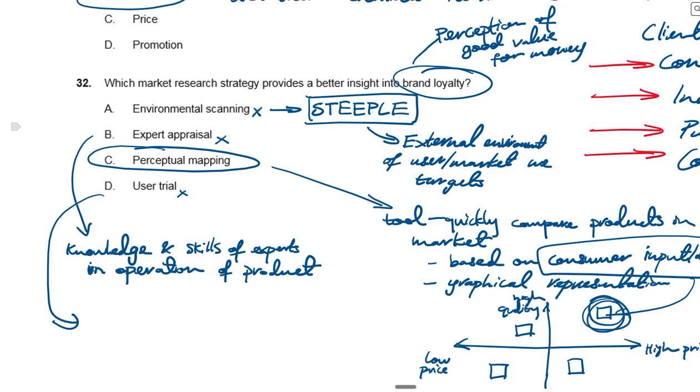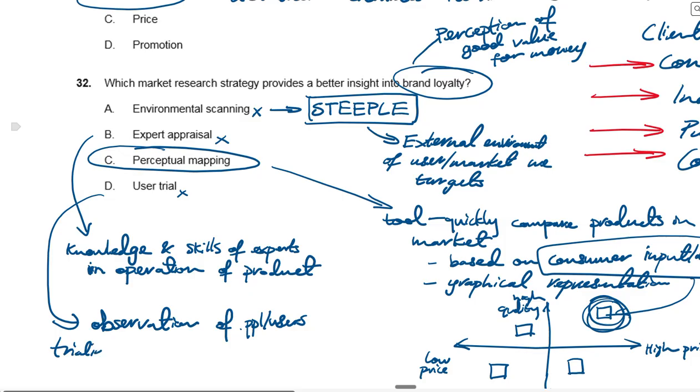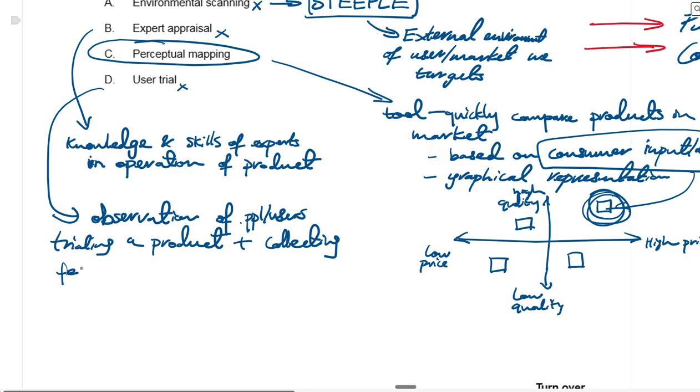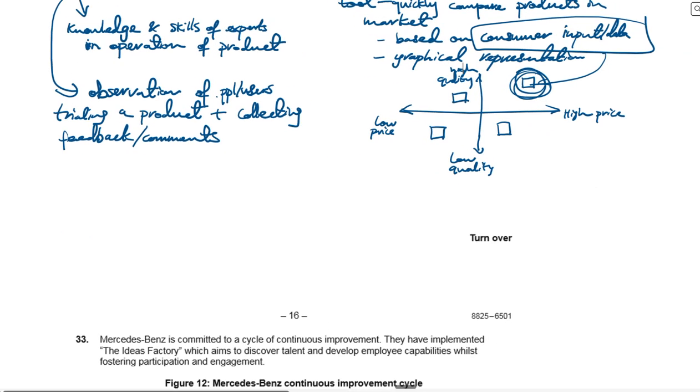And then we have user trial. Now, user trial is just observation of people or users trialing a product, and you're collecting feedback plus collecting feedback or comments, right? And that's for this question. Now we can move on. Hopefully that's clear.